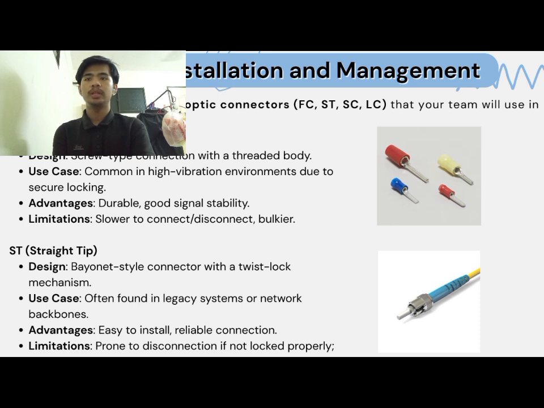Now let's take a look at the third question, which is installation and management. Explain the different fiber optic connectors FC, ST, SC, LC that your team will use in this installation. So the first one is FC connector, or also known as ferrule connector. Its design is screw type connection with a threaded body. The use case is common in high vibration environments due to secure locking. Its advantages are durable and good signal stability, and its limitations are slower to connect and disconnect, and it is also bulkier.